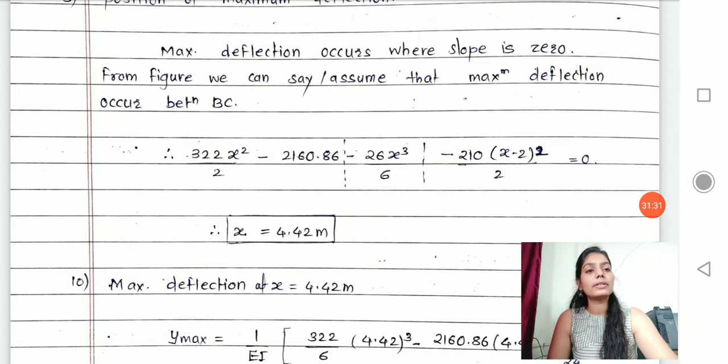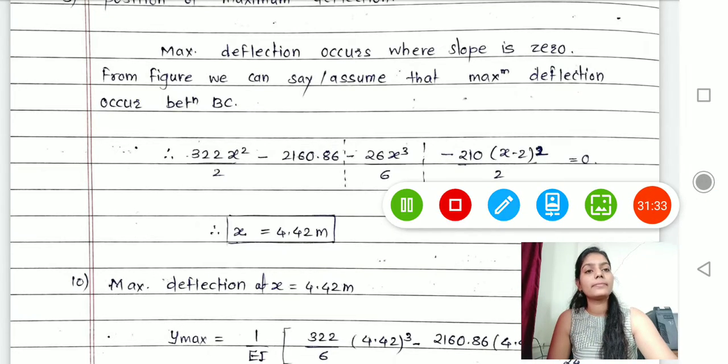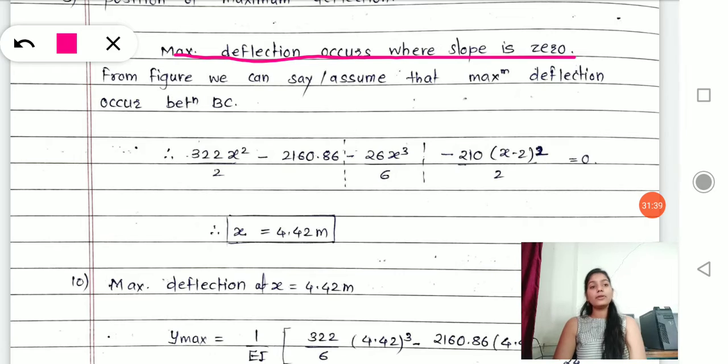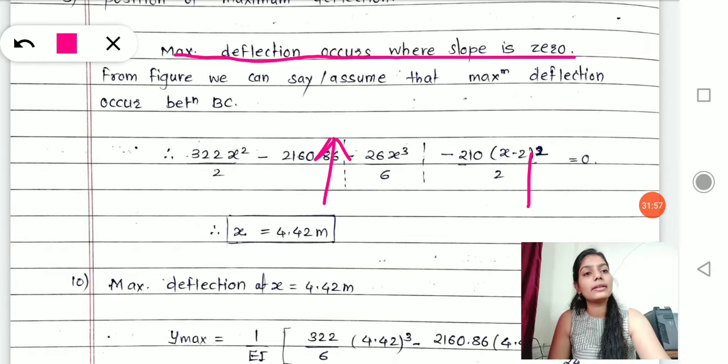See now what is the procedure. I said maximum deflection occurs where slope is 0. Now one more condition which is helpful to see where the maximum deflection will occur is where slope will be 0. Where is slope 0 in our simply supported beam? At the mid span of your simply supported beam you get a slope equal to 0. I have told you this earlier also.